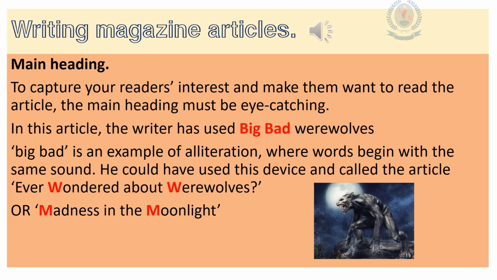Now here they have put "big bad," "wondered about werewolves," "madness in the moonlight." It will be much better if you use alliteration, and you should make an eye-catching headline so that anybody will like to read. So you can sort out your information under the subheadings and decide how you are going to set out the article on the page. Where will the text go?